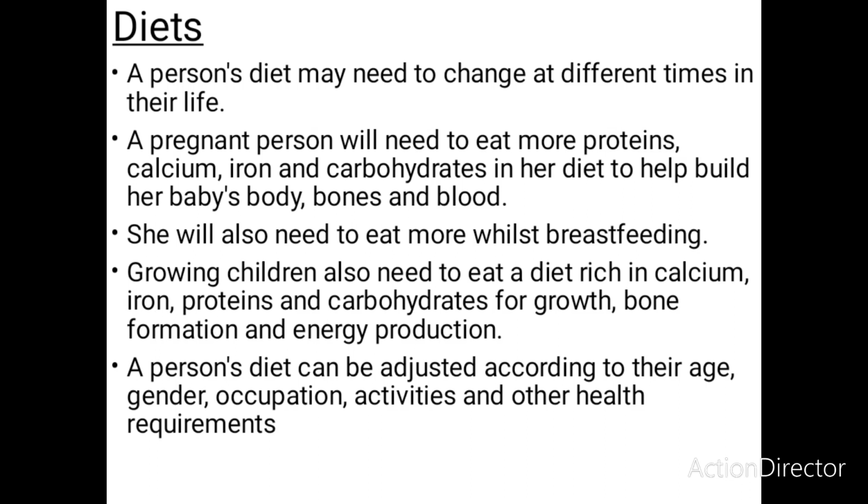A person's diet may need to change at different times in their life. For example, a pregnant person will need to eat more proteins, calcium, iron, and carbohydrates in the diet in order to help build up the baby's body, bones, and blood. A breastfeeding person will also need to eat more proteins, calcium, iron, and carbohydrates for the baby. Growing children also need to eat a diet rich in calcium, iron, proteins, and carbohydrates because these are needed for growth, bone formation, and energy production. So a person's diet can be adjusted according to their age, gender, occupation, activities, and other health requirements.